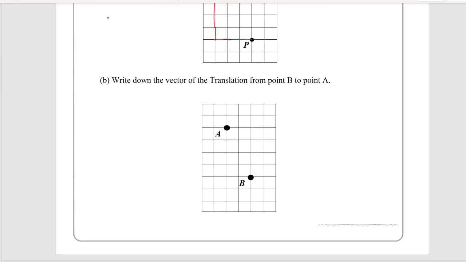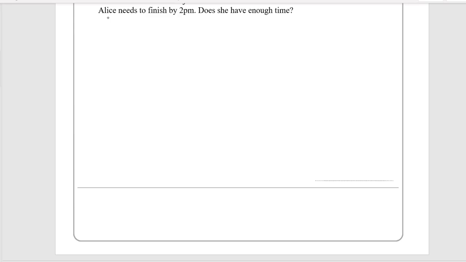Okay, write down the vector of the translation from point B to A. So B to A, we're going left first. So across first, 1, 2 first. So -2, and then up 1, 2, 3, 4. -2 and 4. Make sure you write it in brackets. Do not put the line between -2 and 4. It's not a fraction, it's a vector, a column vector. Next.